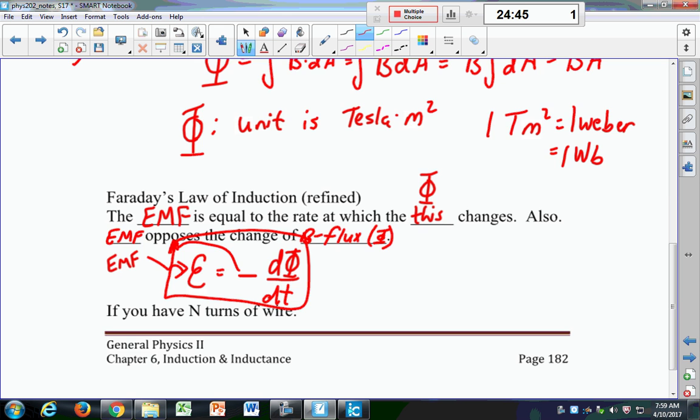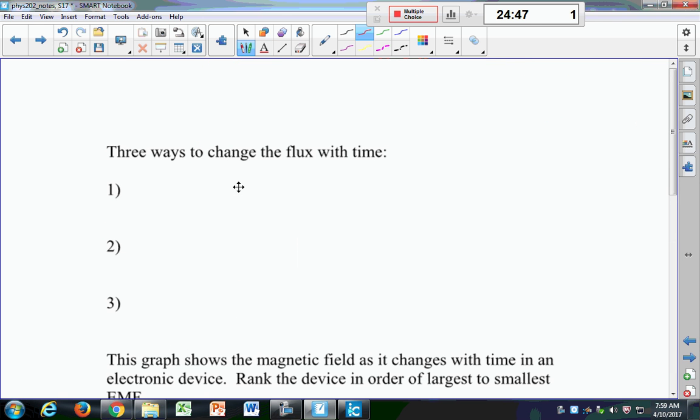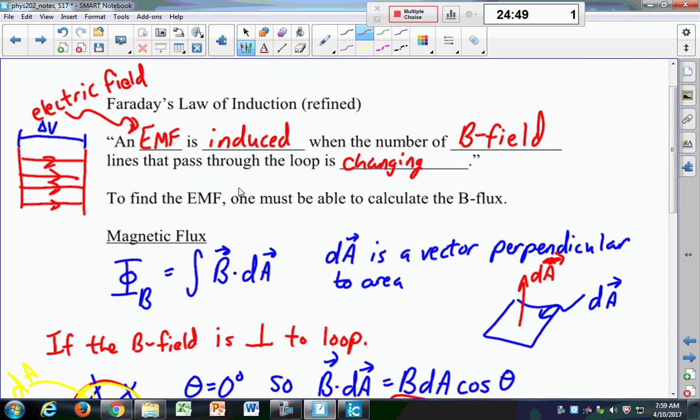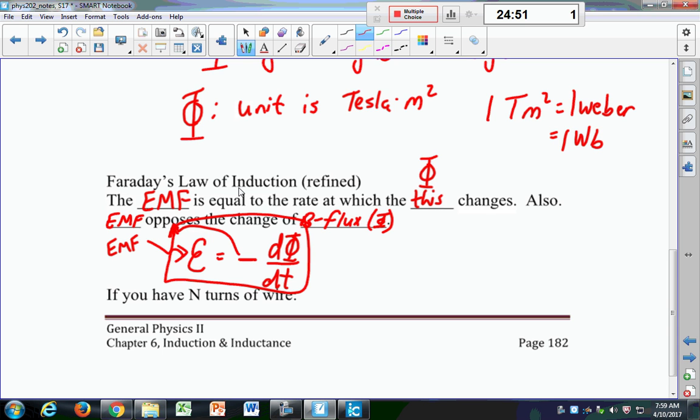And then if we have multiple turns of wire, then this just becomes E is equal to negative N d phi dt. All right, where N is just the number of turns of wire.